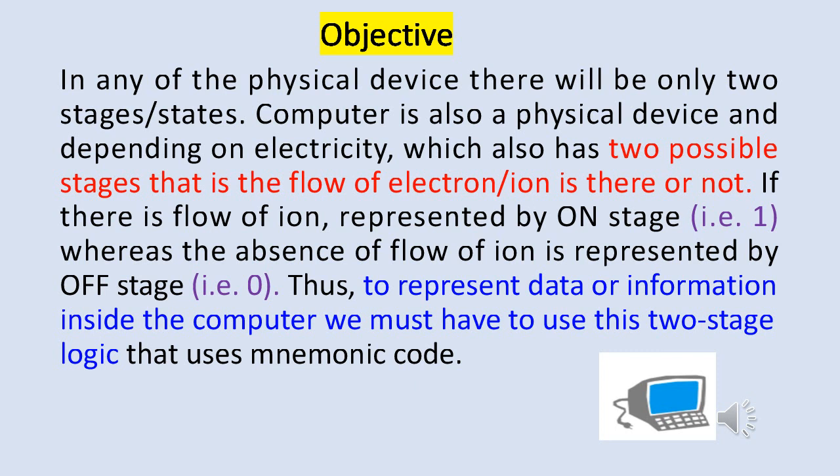If there is flow of ion, it is represented by the on state, that is 1, whereas the absence of flow of ion is represented by the off state, that is 0. Thus, to represent data or information inside the computer, we must use this two-state logic that uses the mnemonic code.